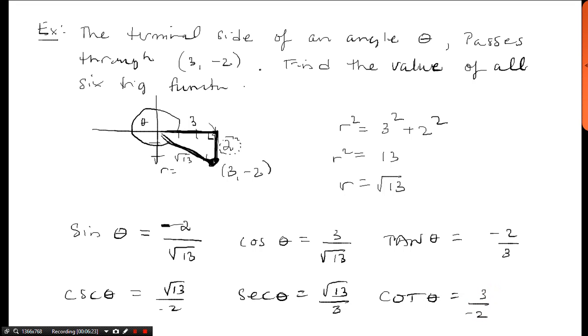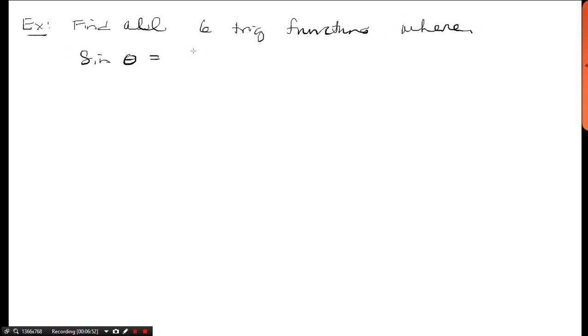But what if we gave you a little bit more detail? So let's take a look at it. Okay, so let's say I said this. Find all six trig functions where sine, the y, is negative 4 over 5, and the cosine of theta, what is cosine, ladies and gentlemen? It should be running through your mind, is the x is less than 0, okay?